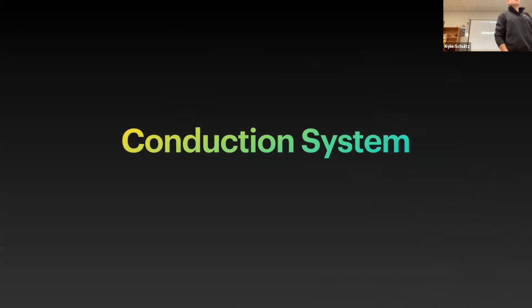In the setting of a third degree block, why is that a bad thing? Why do we care? The heart's still beating, right? What is the third degree block? It's a complete disassociation. Thank you for asking the question. It's good when people ask questions. It's a complete disassociation between the atria and the ventricle.